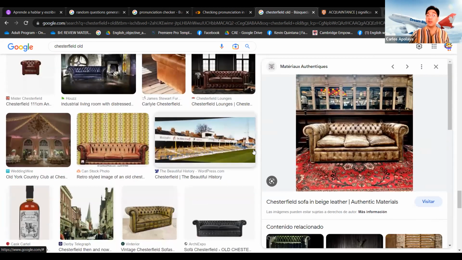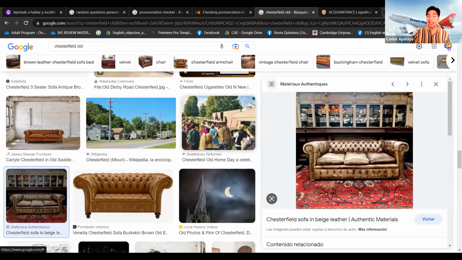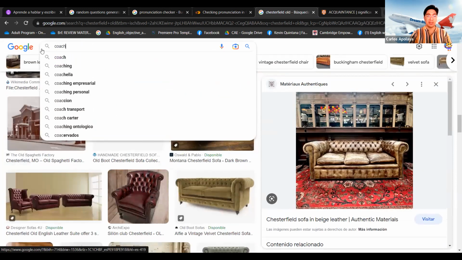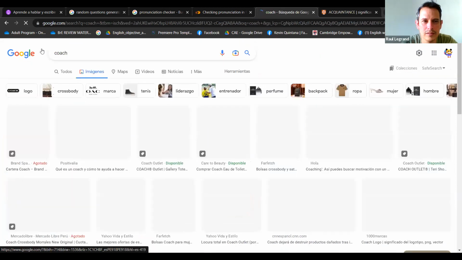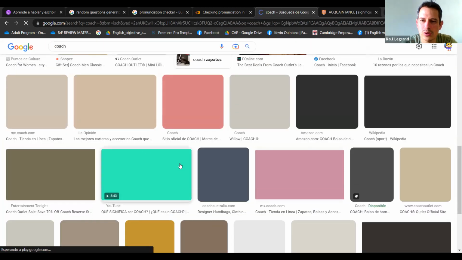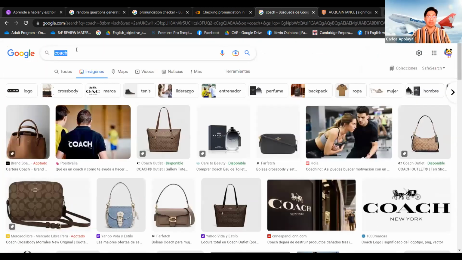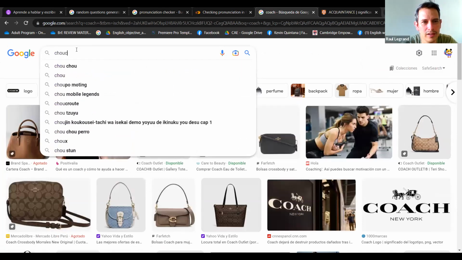They call it a Chesterfield because in the US we say couch. But is it coach or couch? Well, that's a good one. I would say couch, like couch potato, because we have a word.